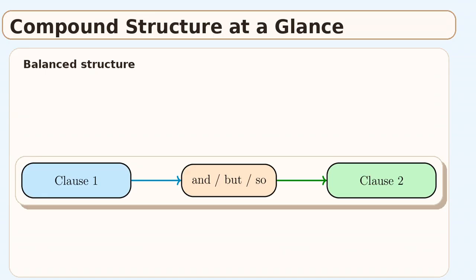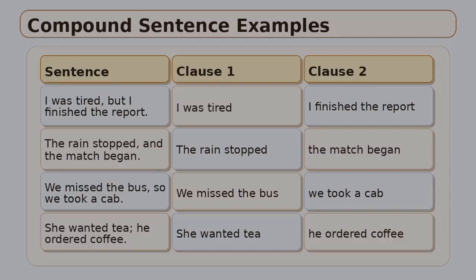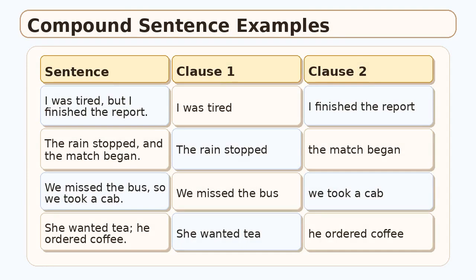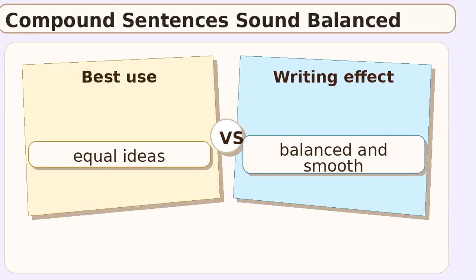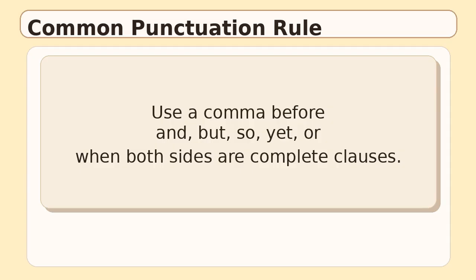Notice that both sides can stand alone as complete sentences. That balance is what makes the structure compound. In each example, both sides are complete. Read each half separately, and you will see that both can stand alone. A compound sentence is useful when both ideas deserve equal weight. One idea does not depend on the other. They stand side by side. When two independent clauses are joined by a coordinating conjunction, we usually place a comma before that conjunction. This rule is very important in formal writing.